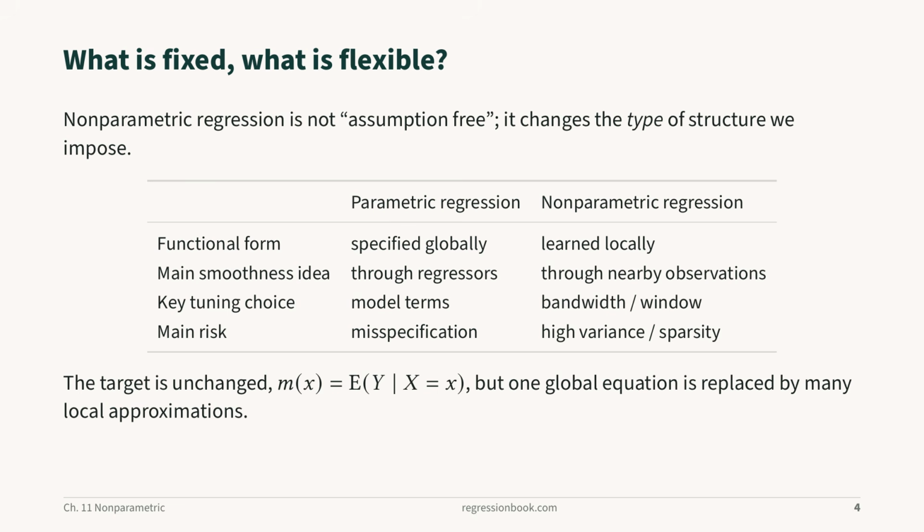Parametric regression specifies one equation across the support and risks misspecification. Nonparametric regression builds many local approximations and risks high variance where data are sparse. In both cases, the target remains the conditional mean. The key tuning decision shifts from choosing polynomial terms to choosing a window or bandwidth. Flexibility is purchased with local information, so the density of observations becomes central.